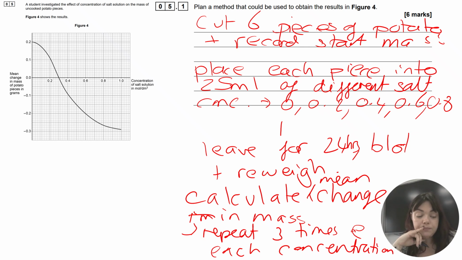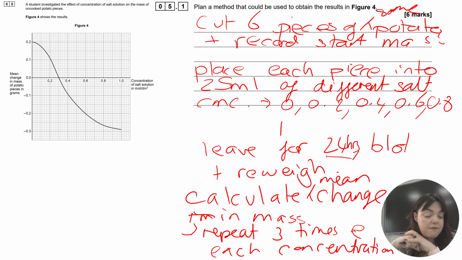Okay, so we could say 6 pieces of the same potato. That's another way of saying it. We've got the 25 mils of the different concentrations. That will do nicely. So we've said leave them for 24 hours as well. So that's another control. Okay, happy days there. As an examiner, somebody presented that with me, I'd be like, congratulations, 6 marks.